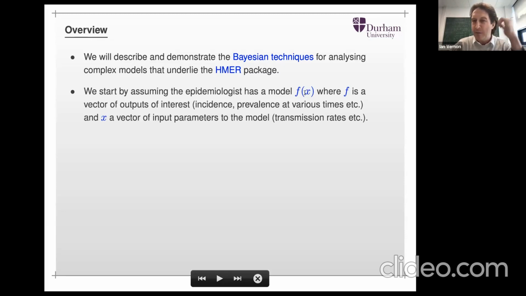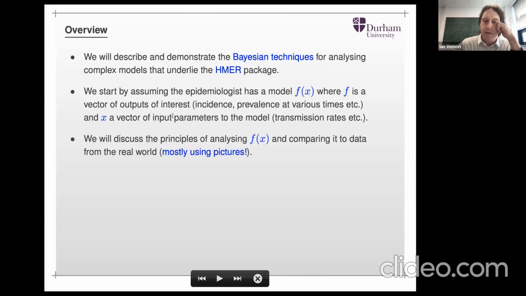And if you think about what a mathematical model is, it's like a function. So a model, we're going to denote this as f of x, where f is a vector of outputs of interest, like the incidence, prevalence at various times, all of the things you might want to care about. And the input to that model, x, is a vector of input parameters, which would be things like transmission rates or contact rates or whatever you need to put into the model to make it run. So you choose parameters which go in, you run your model, it gives you stuff out, normally on a time series over time. And that's basically a function. I'll come back to that and we'll define it a bit more carefully later on, but that's where we're starting.